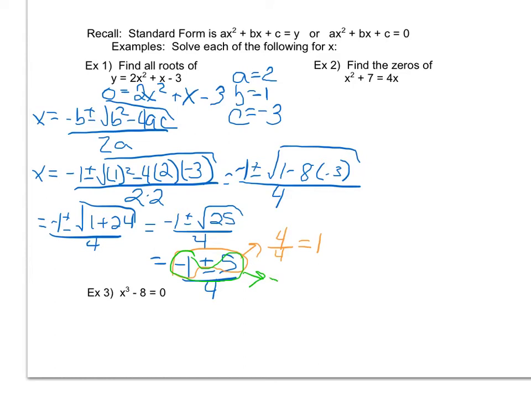-1 minus 5 is going to be -6 over 4, which is going to be -3 over 2. Those are going to be my two solutions. So I have an x-intercept of 1 and an x-intercept of -3 over 2. A lot of work, a lot to internalize, and a lot to process.